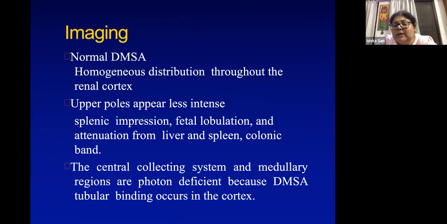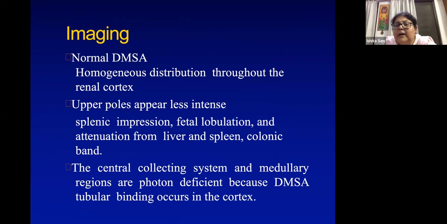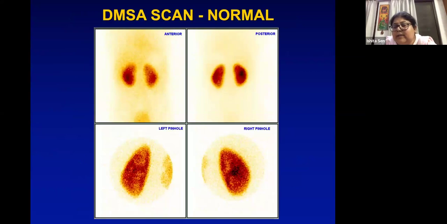In a normal DMSA scan, the upper poles do appear less intense because of the splenic impression, fetal lobulations, or attenuation from the liver and spleen and the colonic band. So it's important to know these normal variants. The central collecting system appears as a photon deficient or cold area. So this is what a normal scan looks like. You can see that the upper poles show a little less uptake as compared to the lower poles.